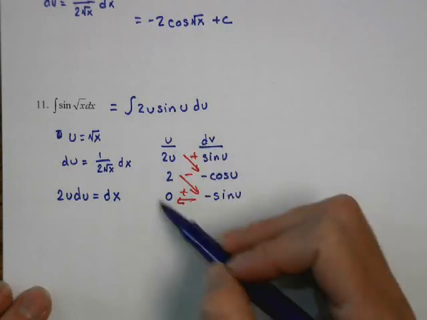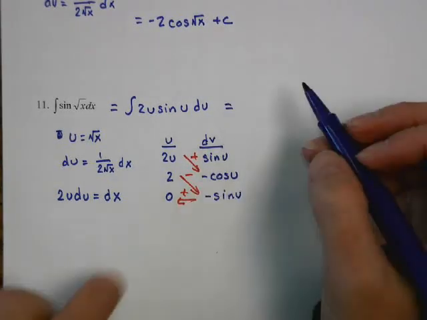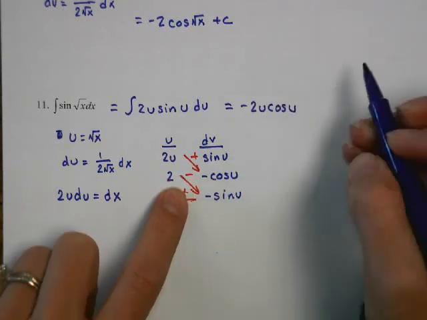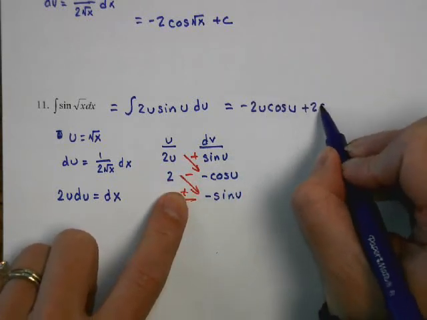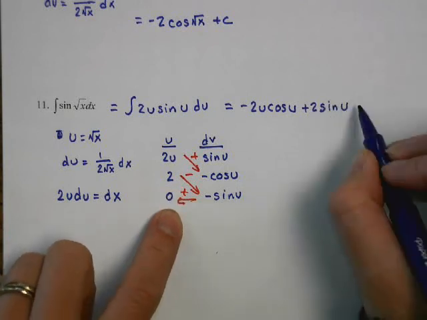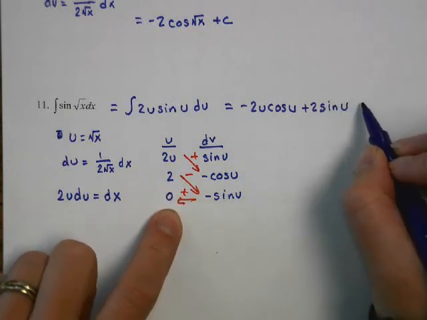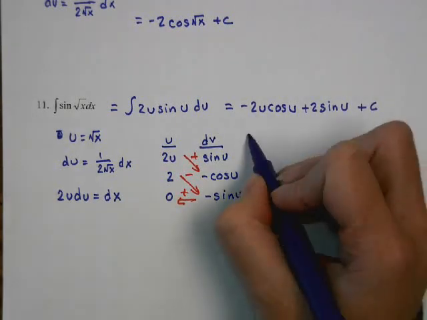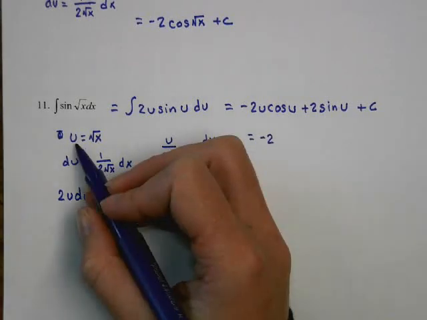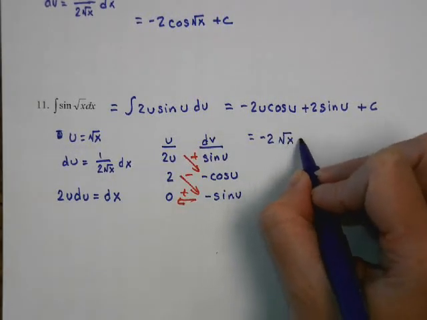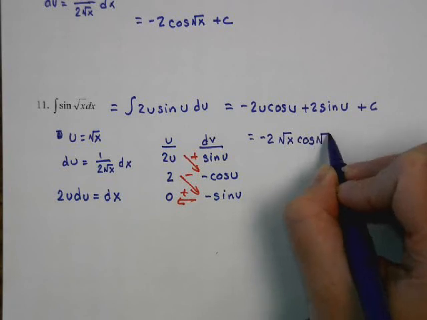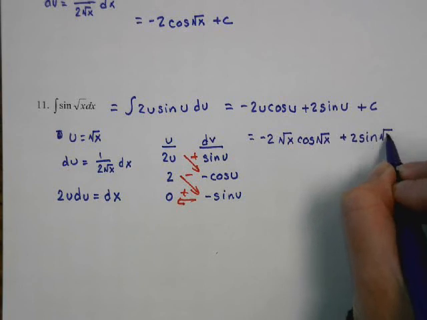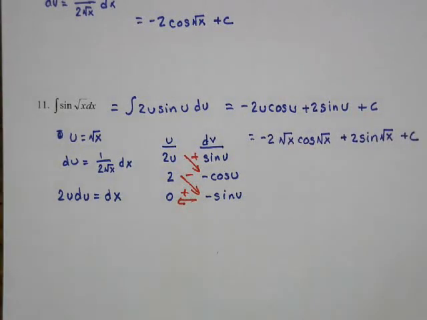All right, so we've done the integral here. So this is now going to be a negative 2u cosine u plus 2 sine of u plus the integral of 0, plus c. Then we can replace. So it's going to be negative 2, replace back our square root of x, cosine square root of x plus 2 sine square root of x plus c.